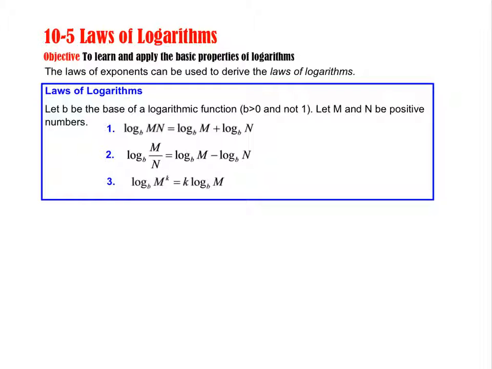For a log with any base, we know that that base has to be greater than 0 and not 1. Here are the three most important laws. For number 1, taking the log of a product of two numbers is the same as taking the log of each and adding them together. Similarly, the log of a quotient is equivalent to subtracting those two terms. And then another important law: if we take the log of some number with an exponent, that's equivalent to this exponent being a coefficient out in front.